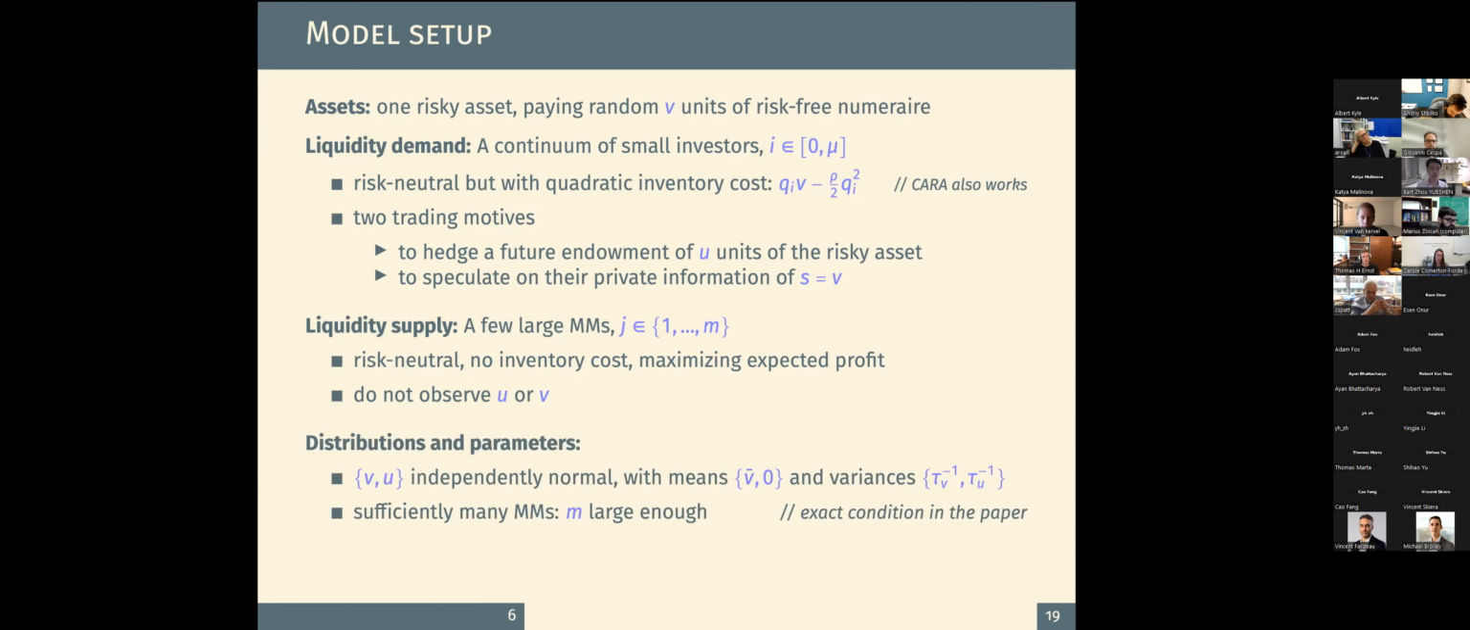Some standard assumptions: V and U are independently normal with means V bar and 0, and variances 1 over tau V and 1 over tau U. And we also need the number of market makers to be sufficiently large, a standard assumption in this type of framework. The exact condition is in the paper, but for now we just assume they are relatively large.